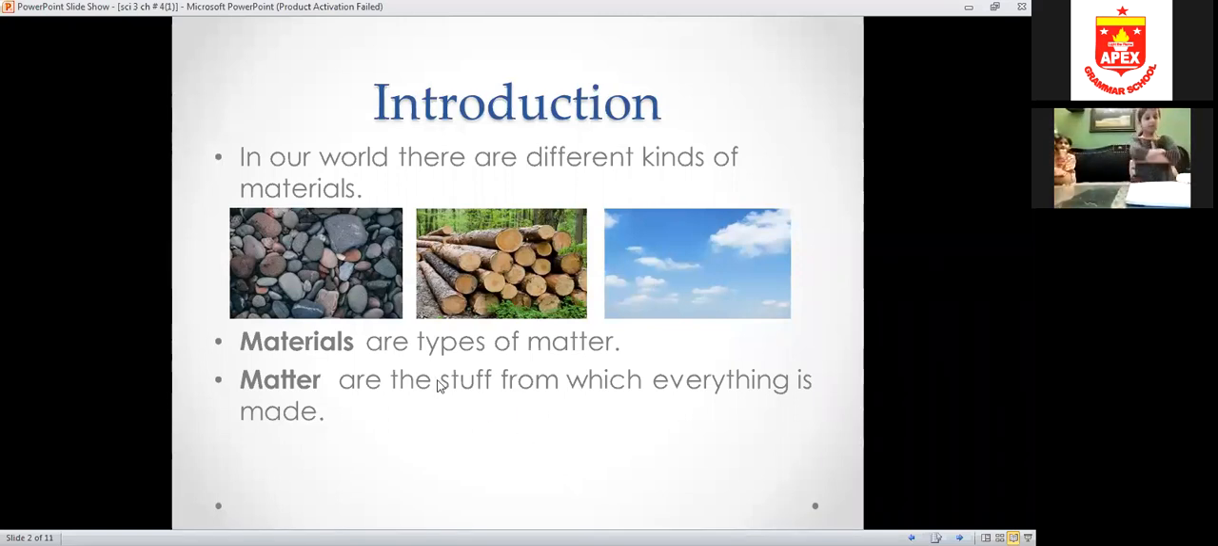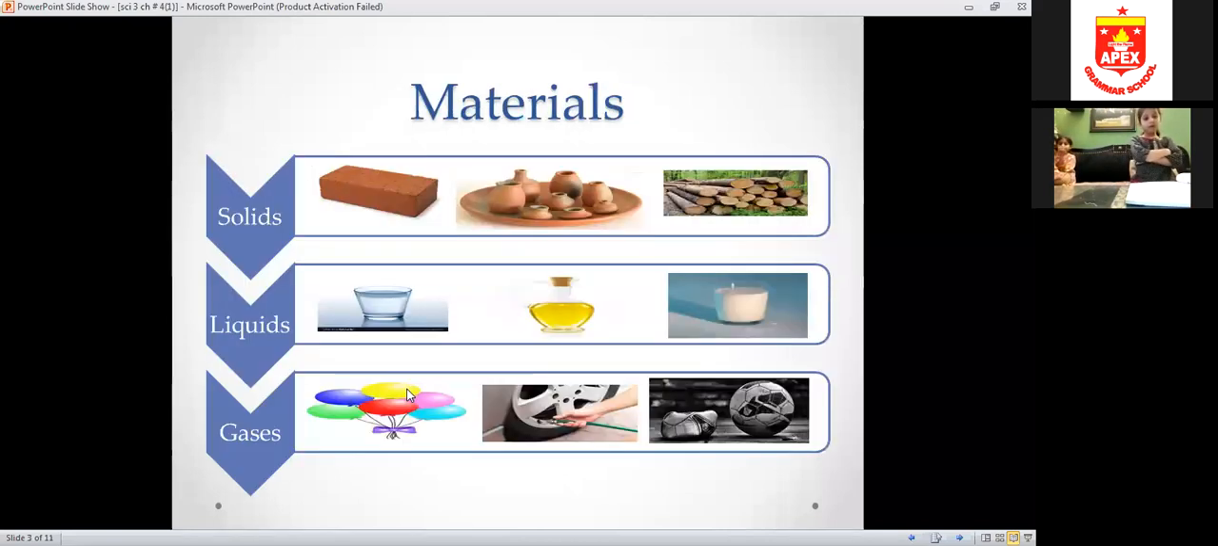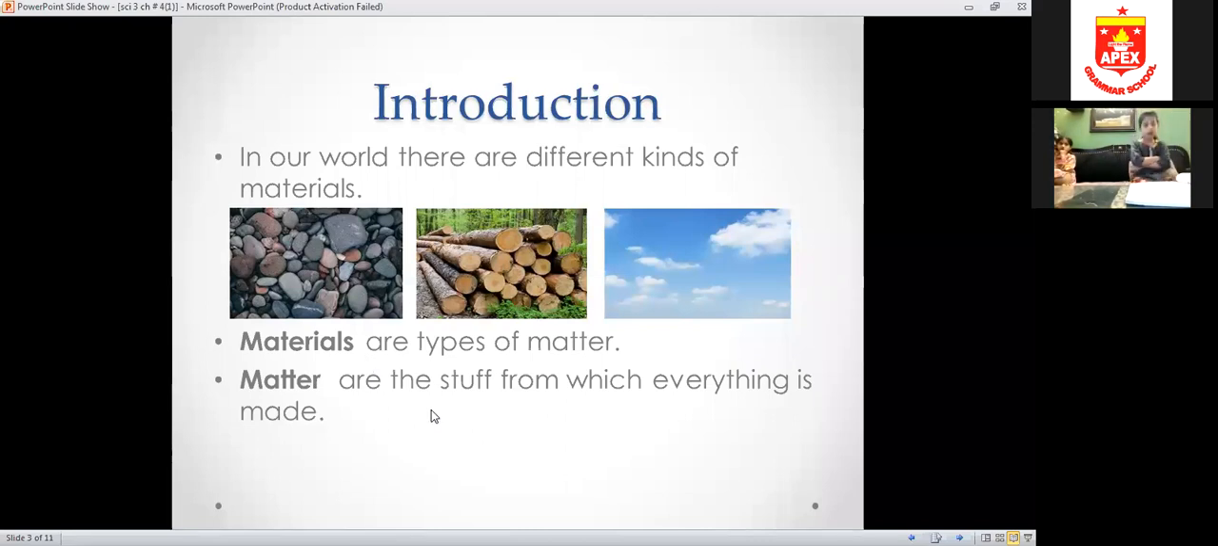So what are materials? Materials are the types of matter. So here the question arises: what is matter? Matter is the stuff, the things from which everything is made. अब हर चीज जो जिस चीज से बनी है उसको क्या कहते हैं? मैटर से. Even your soil is made up of matter. Different types of materials, when combined together, make matter.